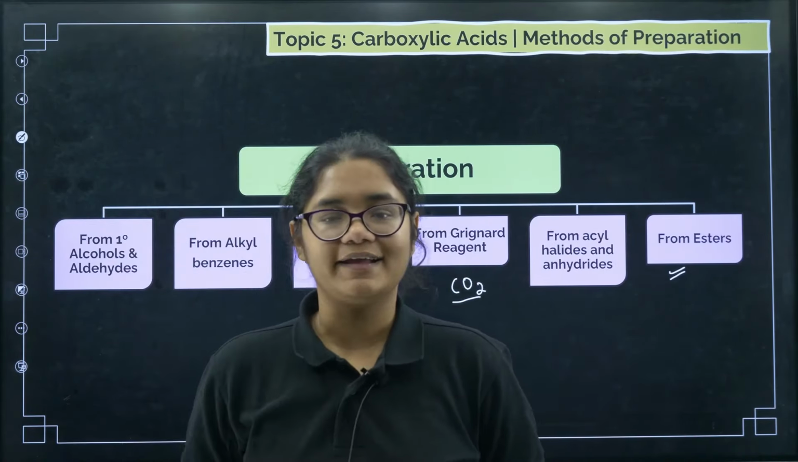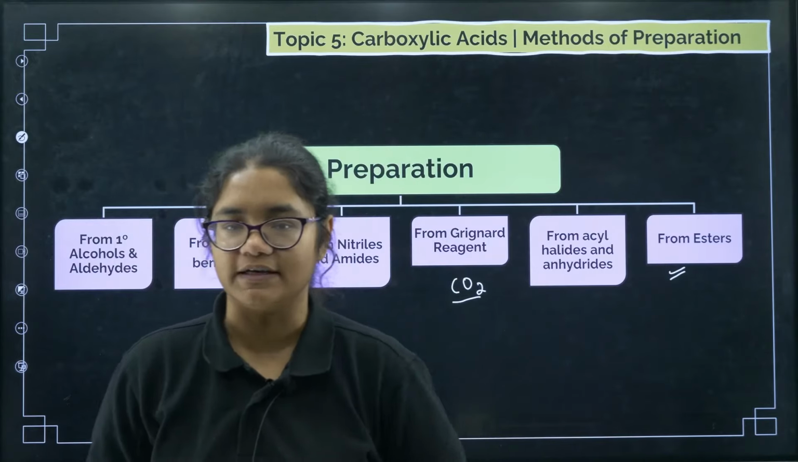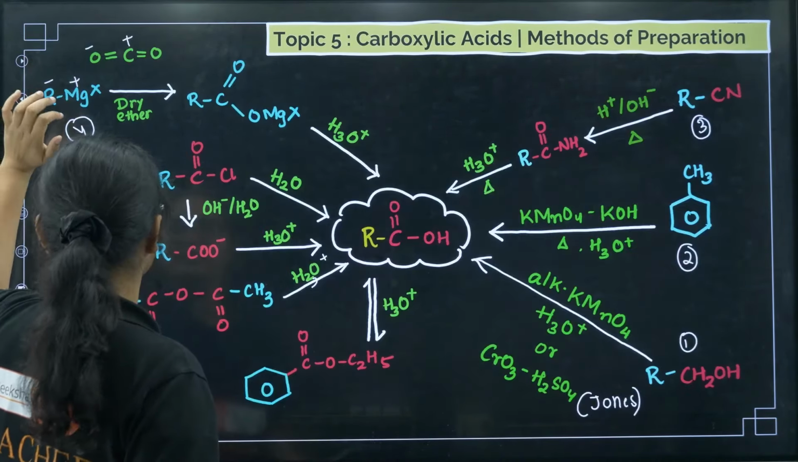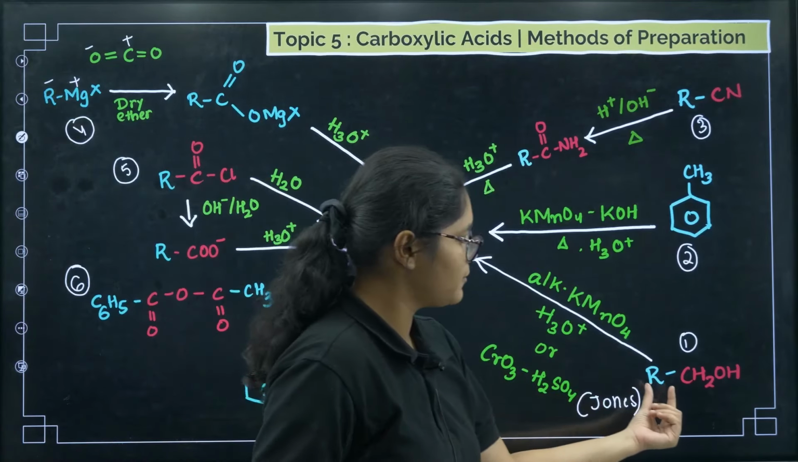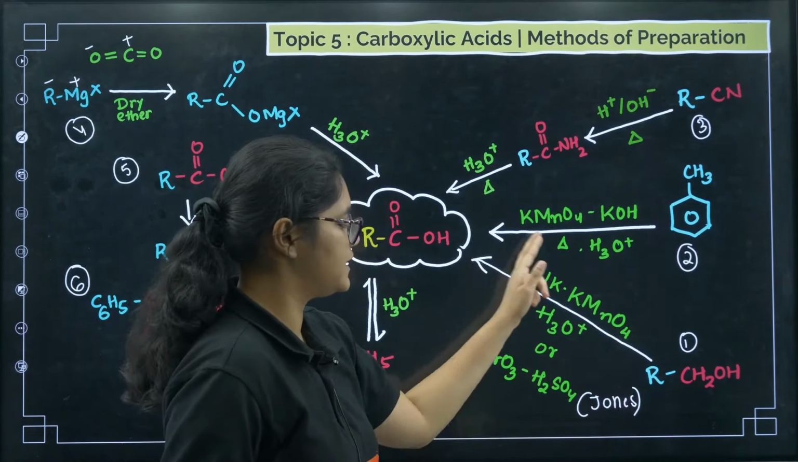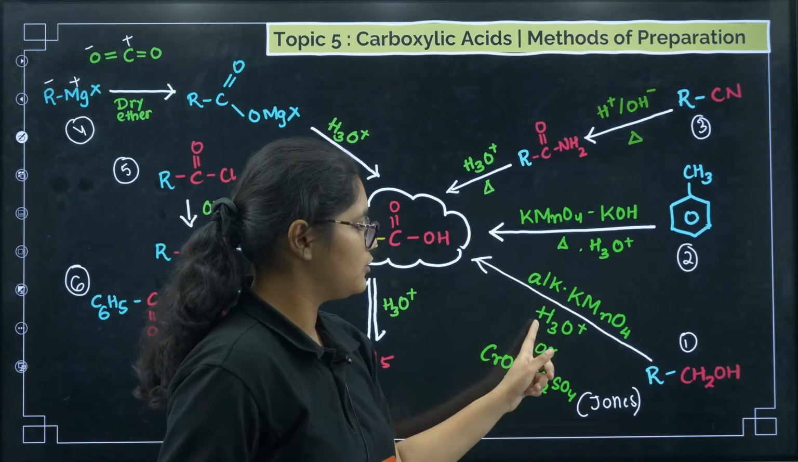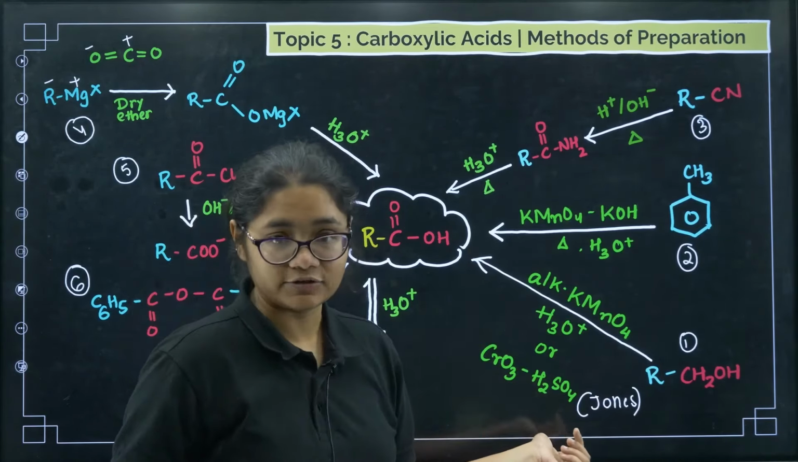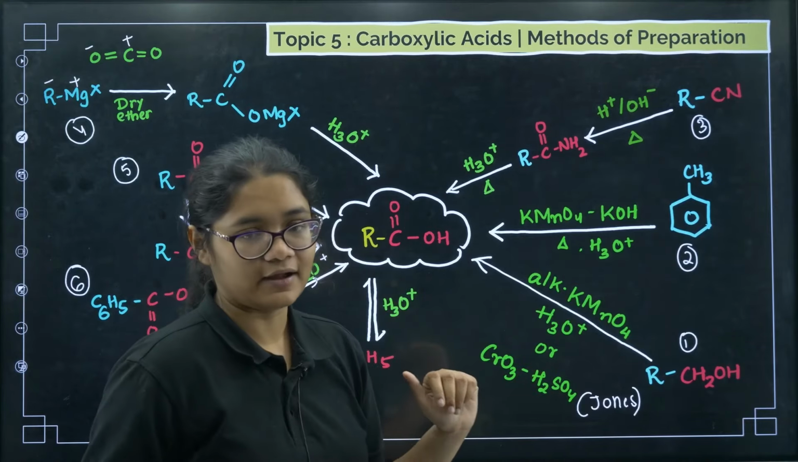Now if you break the esters, you will get back your carboxylic acid. So half of the methods we have already studied. Let us quickly see. The first one here is from primary alcohols. If you take primary alcohols and a very strong oxidizing agent like alkaline KMnO4 or H3O+, or Jones reagent like CrO3 and H2SO4, you will get this acid.